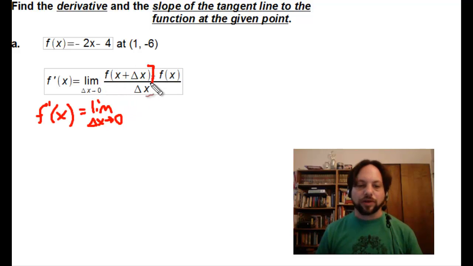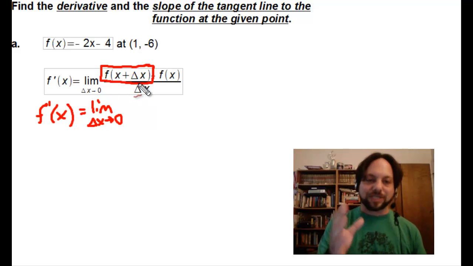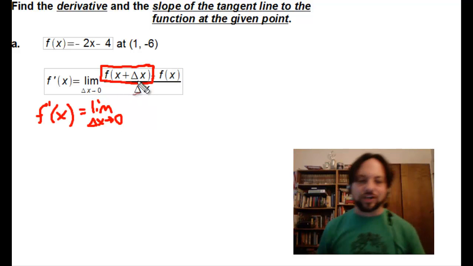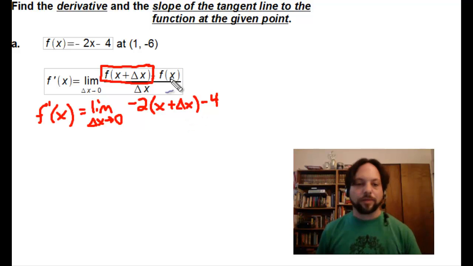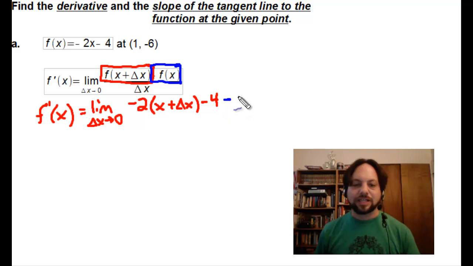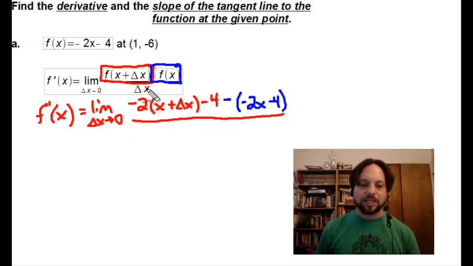Now, for this first part, the f of x plus delta x, all we need to do is take x plus delta x and feed it into the function f. If we do that in this case, we'll have negative 2. Instead of x, we'll have x plus delta x, and then minus 4. So that's the first part of our formula. The second part of our formula, this minus f of x, that's nothing more than just subtracting the original function. So there is our numerator, no big deal. The denominator, of course, is just delta x.